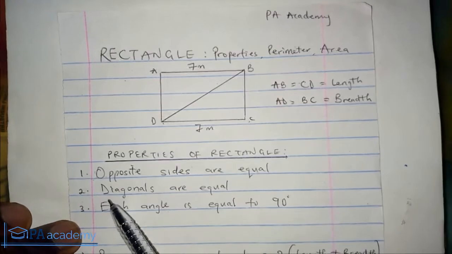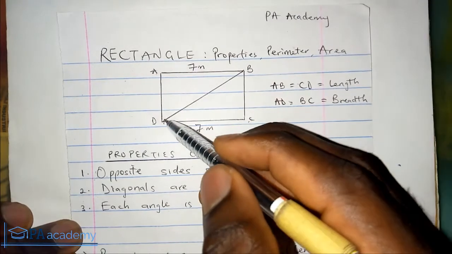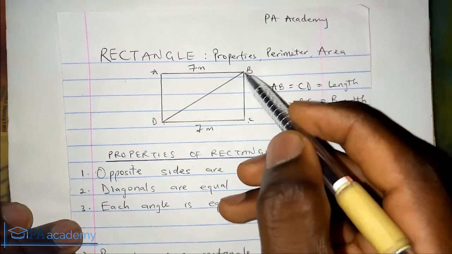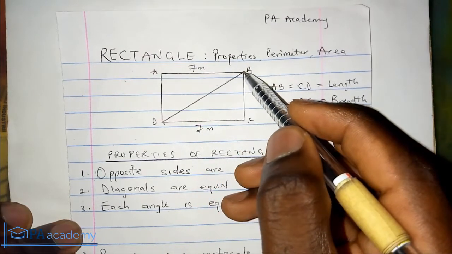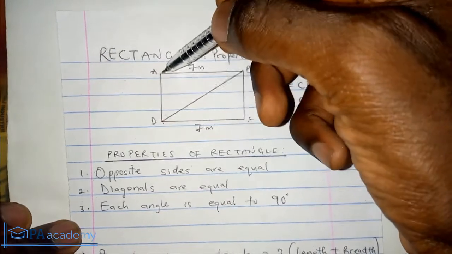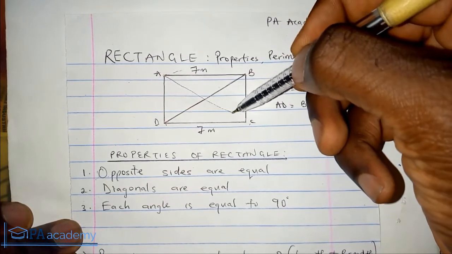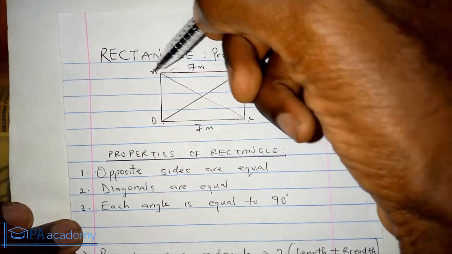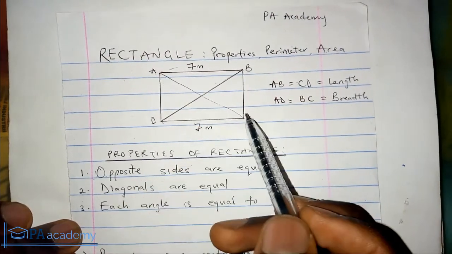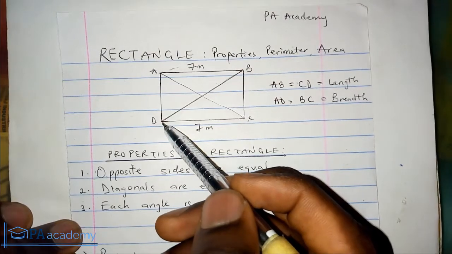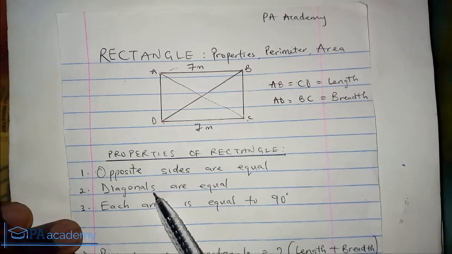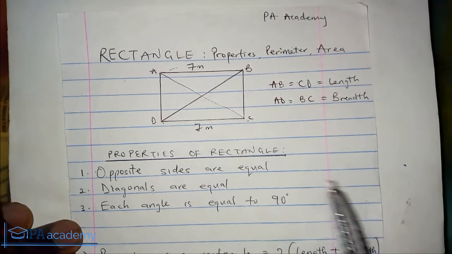Then the second one says that diagonals are equal. Now this line like this, that stretches from this point D to point B, is what we call the diagonal. So if you also draw it from A to C, so if you also have a diagonal like this, just straight, although I'm not using a ruler, but let's assume this is just straight. So the length from this point A to point C is also the same thing as the length from point D to point B. That's how you say the diagonals are equal. So that's another property of a rectangle.